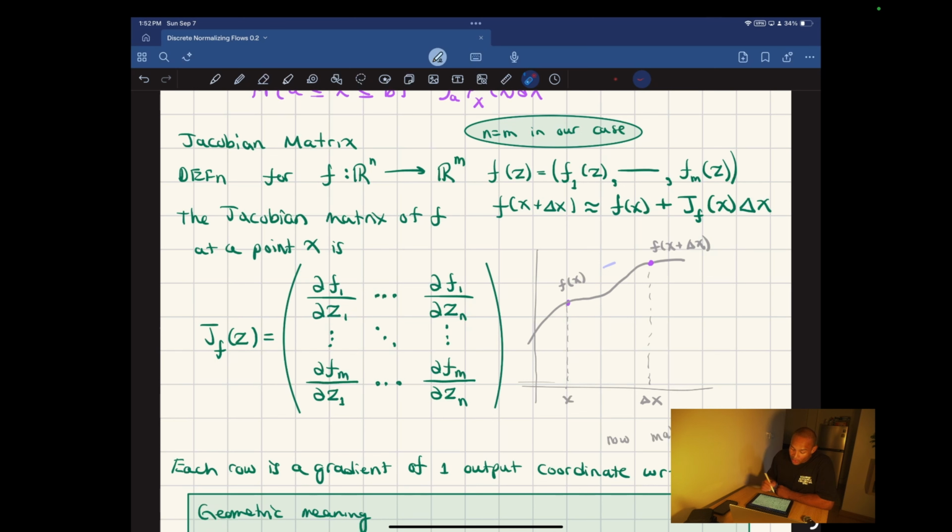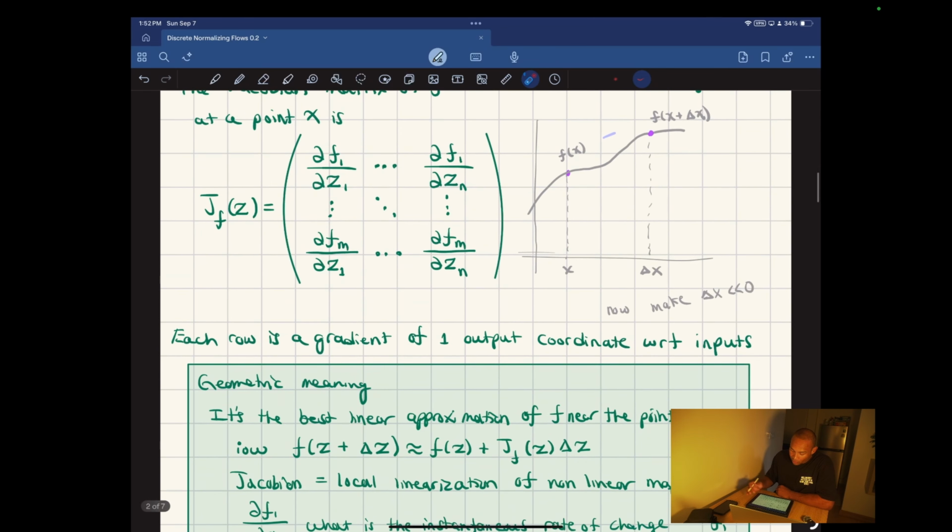And so the Jacobian is actually a matrix. It's a matrix of component-wise partial derivatives, right? So it's the partial derivative of f sub 1 with respect to all of the z components in this direction. And it's the partial derivative of all the f components in this direction with respect to one of the z components, z1 here. So that's how the matrix works.